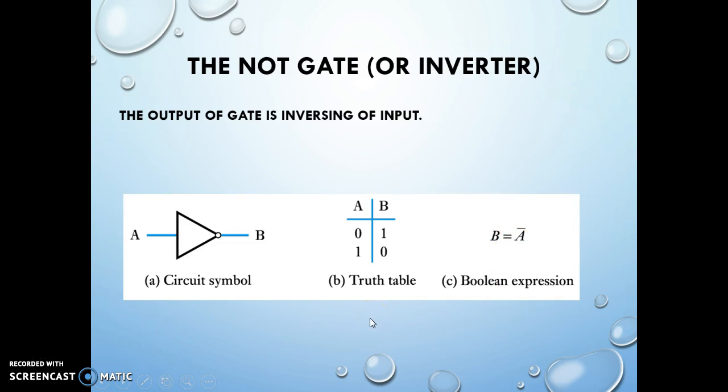So, in this session, we learned three basic types of digital gates: AND gate, OR gate and NOT gate. And we have also learned the symbol, truth table and Boolean expressions of these three basic gates. There are also many other types of gates. We will learn about them in the next lecture.